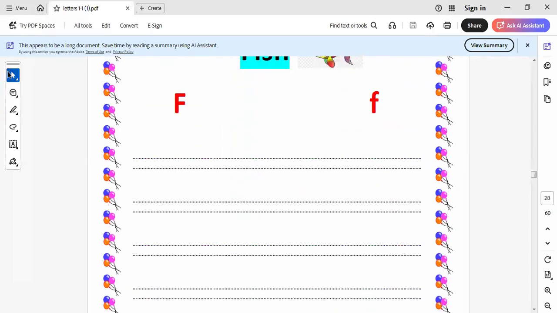Here is capital F and small f. How do I write F? I write F like this. This is capital and this is small f. And here we write fish. Here it is fish. So here we have capital F and small f, F for fish. Let's go to another item here.